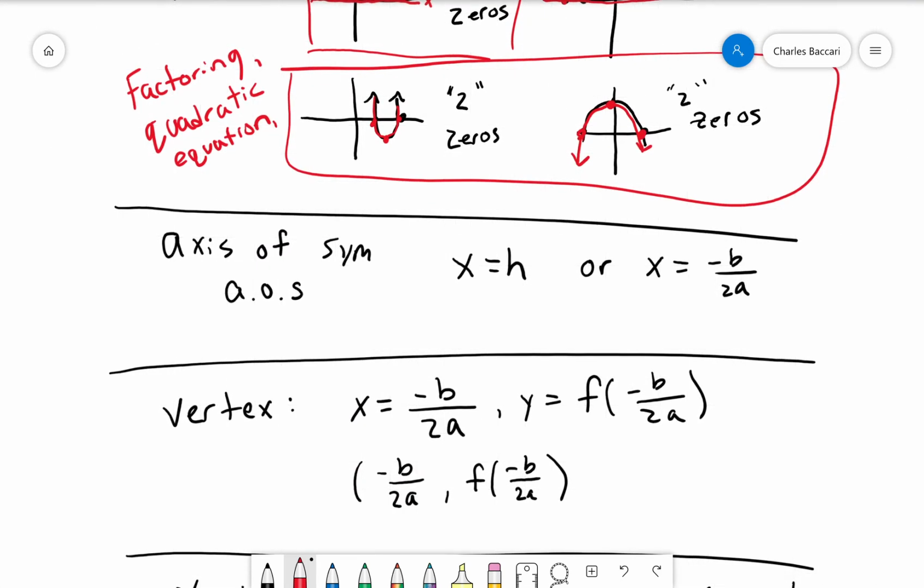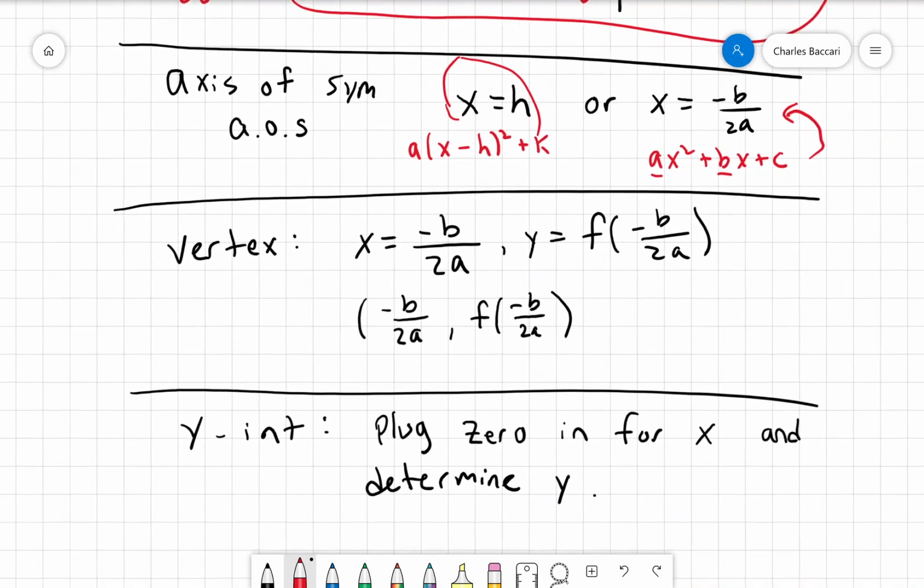Well, if you have it in the form a(x minus h) squared plus k, then this one works just as good. And if you don't, if you have it in the general form, ax squared plus bx plus c, then you can use the following. You can take b and you can take a and you can determine what x value will be, where you can determine where the vertex is for x, and then obviously figure out where y is as well by plugging that in for x, which is what the next portion says.